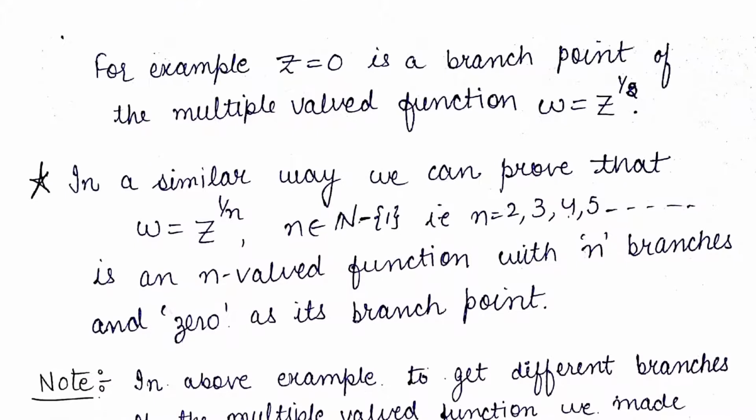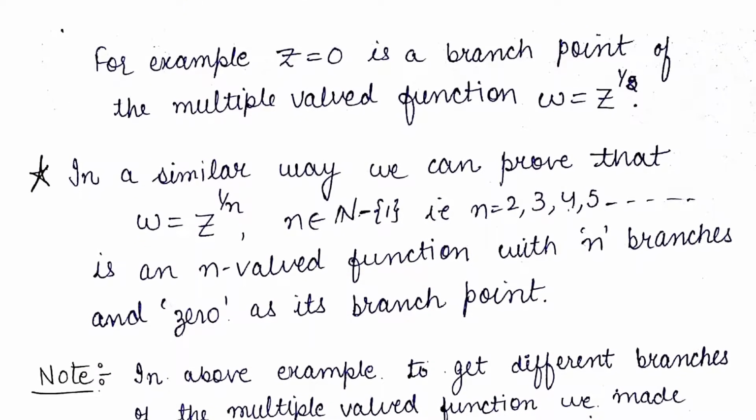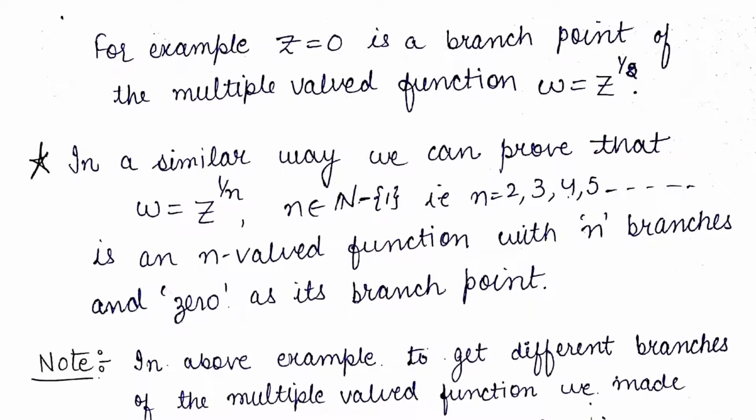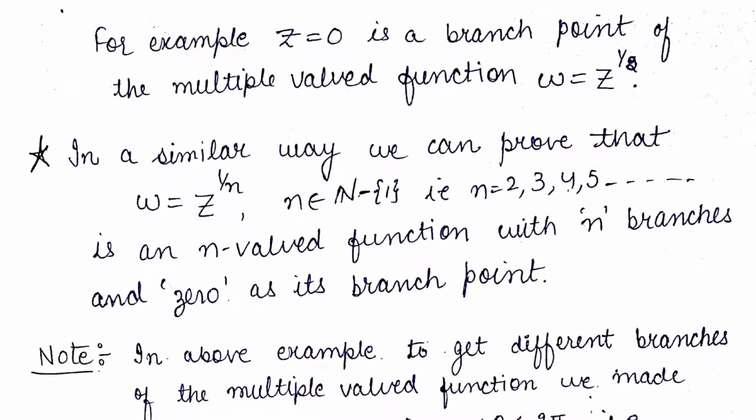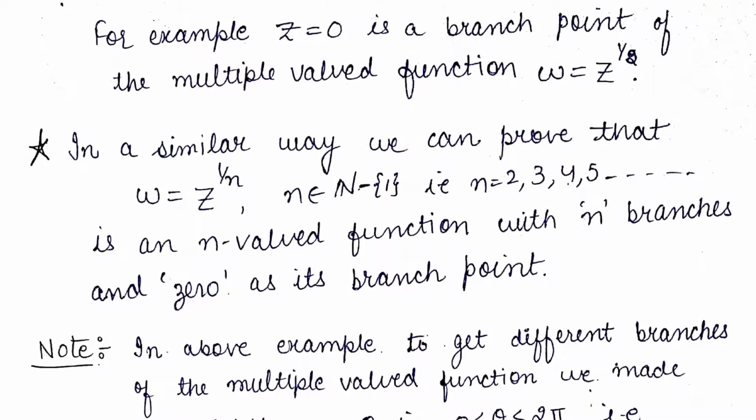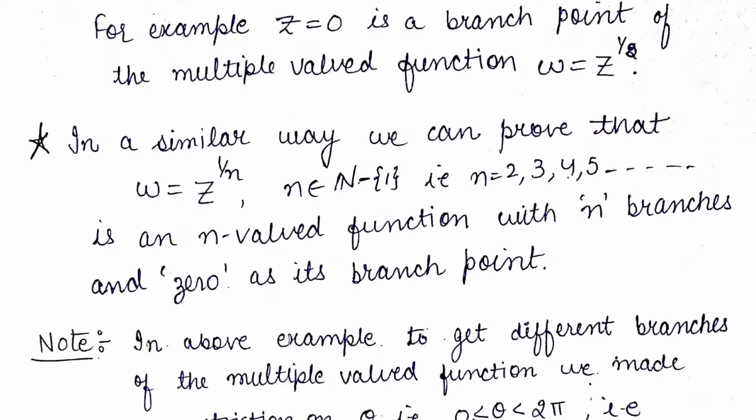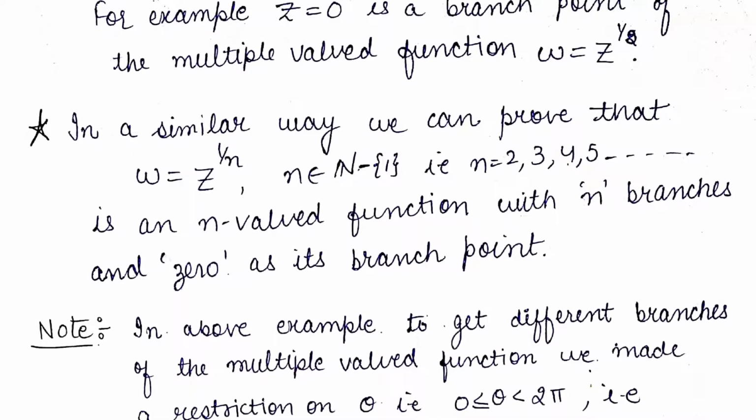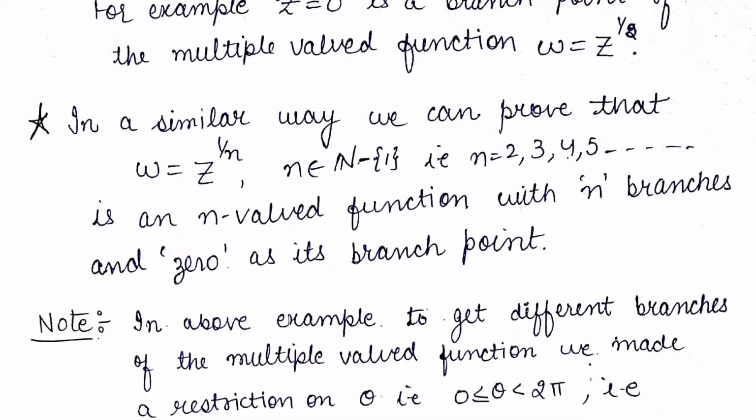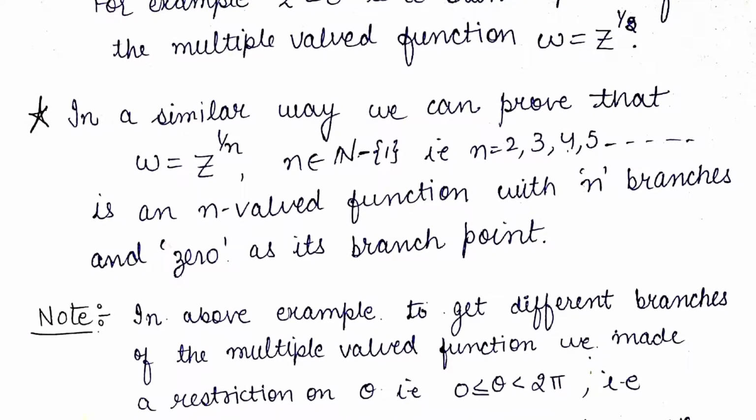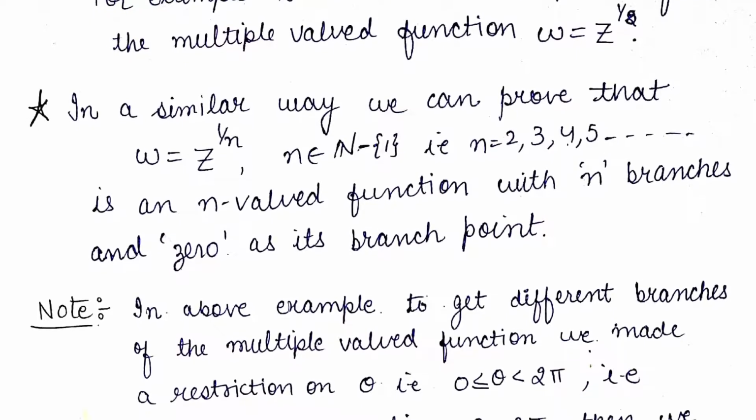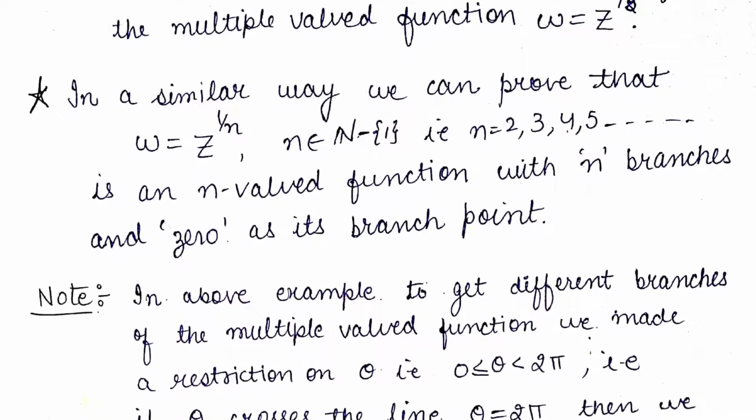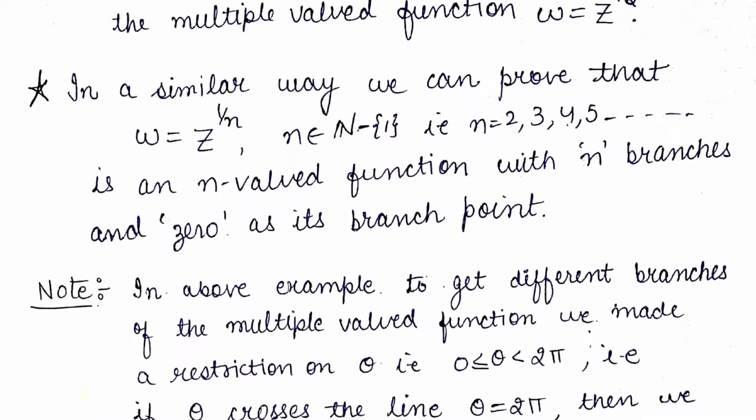For example, w is equal to z raised to power half. You know that its derivative is 1 by 2 root z. Then you know that this function is not analytic at z is equal to 0. That is, this function is analytic everywhere except z is equal to 0. And you also know that this function w is equal to z raised to power half is a multi-valued function. So z is equal to 0 will act as a branch point of this function.